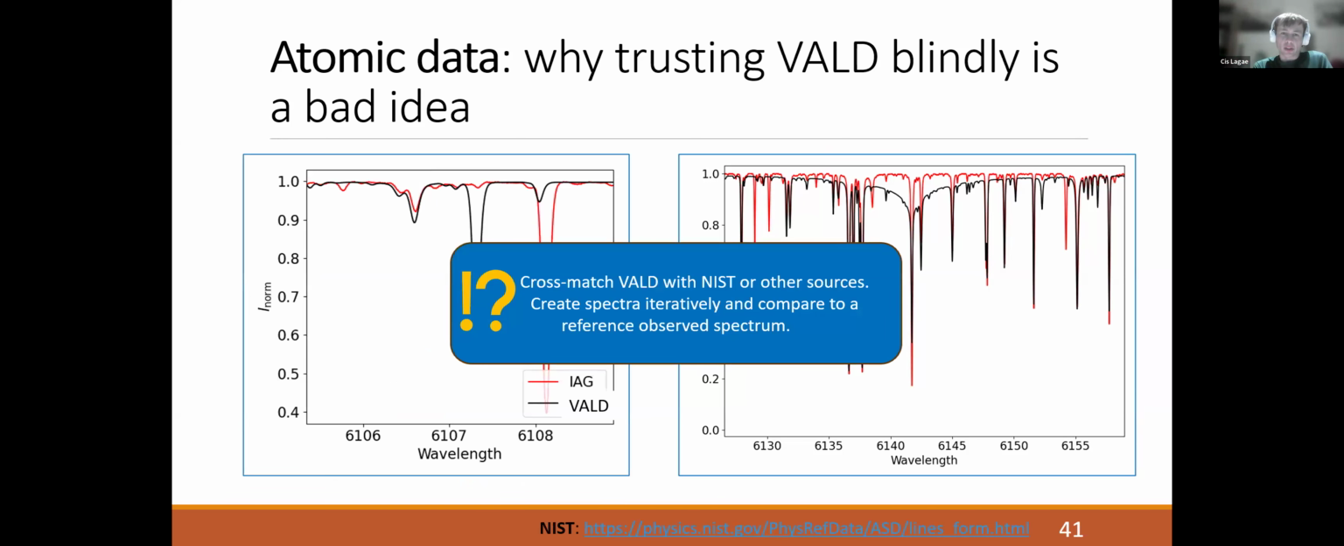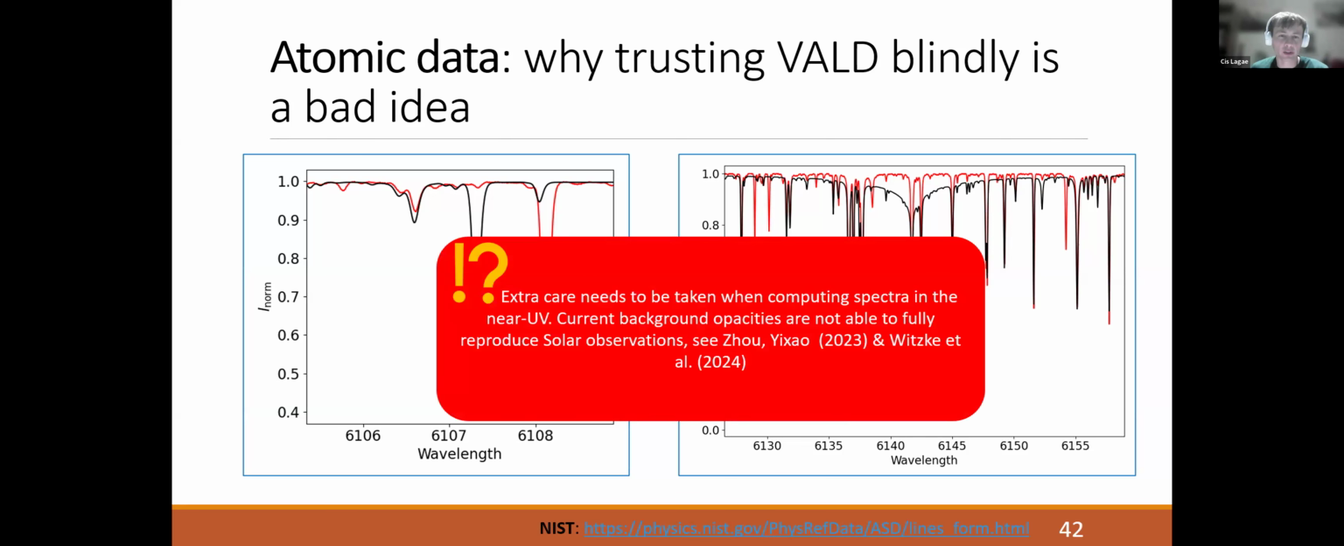So all in all, what I want to get across here is to always cross-match VALD with NIST or some other data sources, create a spectrum iteratively in some way, compare it to a reference observed spectrum, and then delete lines from the line list that do not feel or seem right. Especially with NIST, I think they give some quality numbers to the data, so you can see how good a rest wavelength or oscillator strength is in their eyes.